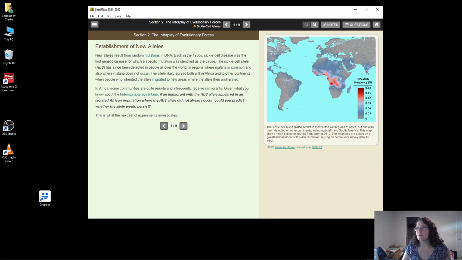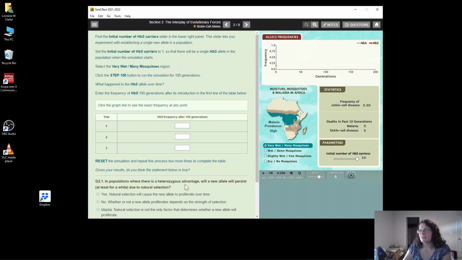some communities are quite remote, infrequently receive immigrants. Given what you know about the heterozygous advantage, if an immigrant with the HbS allele appeared in an isolated African population where the HbS allele did not already occur, could you predict whether the allele would persist? Okay, so this is talking about regions here, okay?